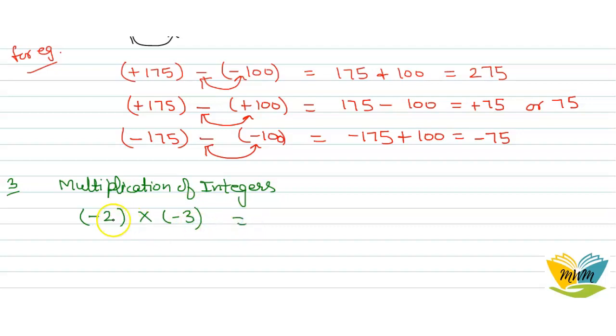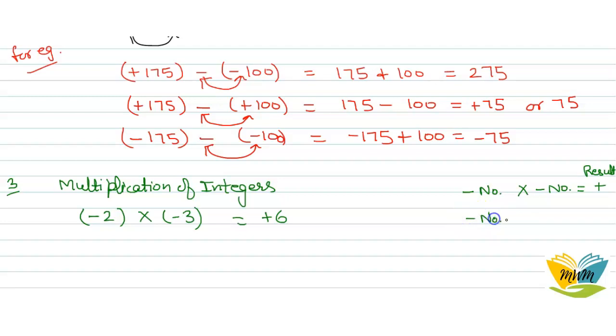Here 2 3s are 6, and when minus is multiplied with minus, minus and minus, it will become plus. Here when minus number is multiplied with again negative number, means both are negative and we want to multiply these two numbers, the result will be positive.